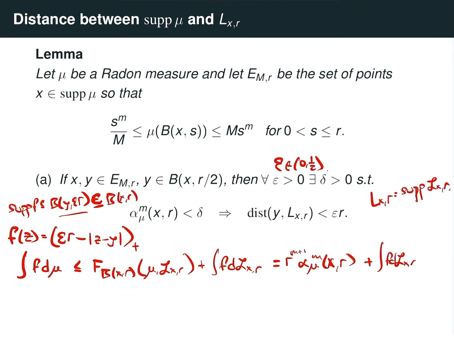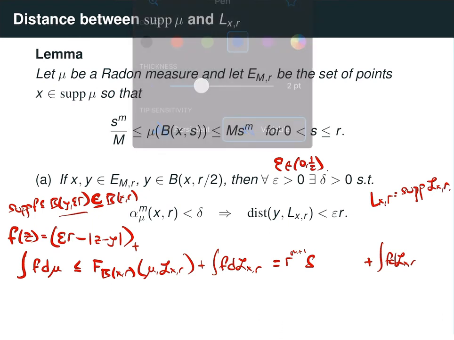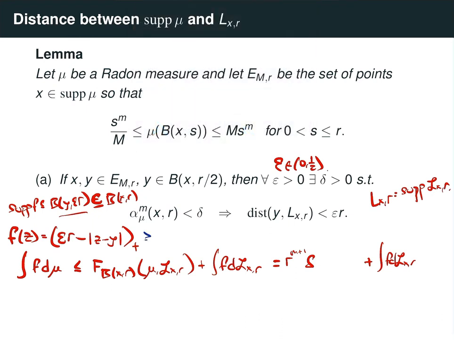And then furthermore, my standing assumption is that the alpha number is less than delta. So I'm just going to erase this here and replace it with delta. So I have that the integral of f dμ is at most r to the m plus 1 times delta plus this integral here, okay? Now what I'm going to do is bound this from below. So notice that for points inside the ball centered at y, radius epsilon r over 2, f of z is at least epsilon r over 2 for all z in B(y, epsilon r over 2).